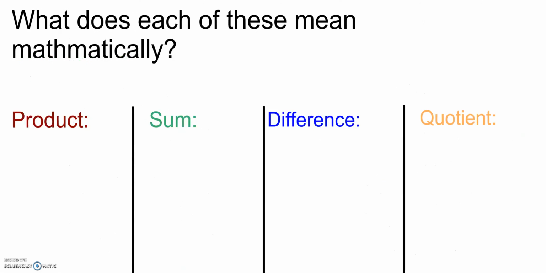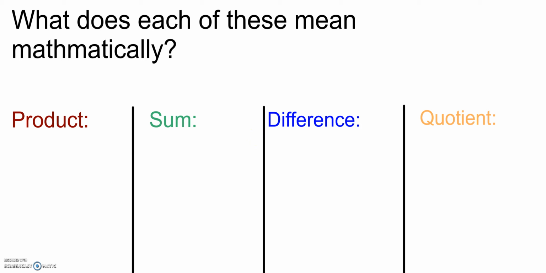Last piece of vocabulary before we get into the word problems portion: what do each of these 4 words mean to you mathematically? Product, sum, difference, and quotient. And I would like you to do 2 things. I would like you to write the word that you think of first when it comes to all 4 of these vocabularies, and then I would also like you to write synonyms for each word. Let's start off.